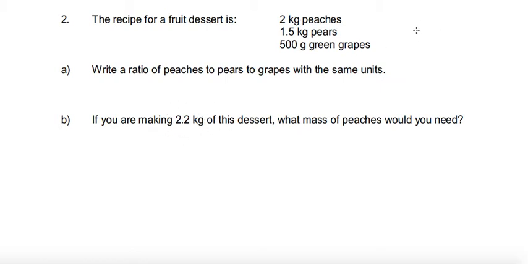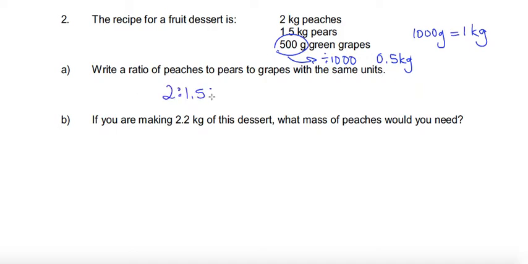I know that there are 1,000 grams in 1 kilogram. So I'm going to need to divide this by 1,000 in order to get the amount of kilograms. I take my 500 and divide by my 1,000, and that gives me 0.5. So this is going to be the same as 0.5 kilograms. Now when I write my ratio of peaches to pears to grapes with the same unit, it would be 2 to 1.5 to 0.5.